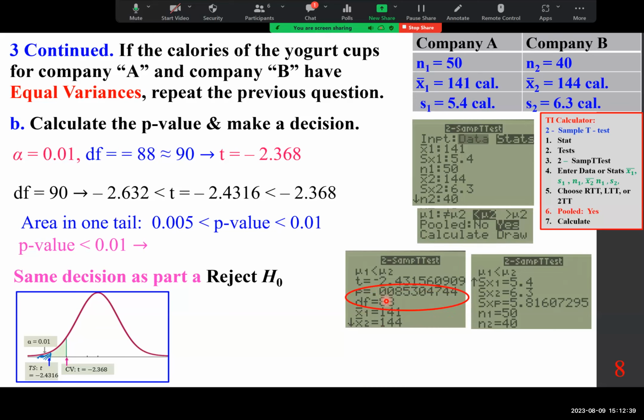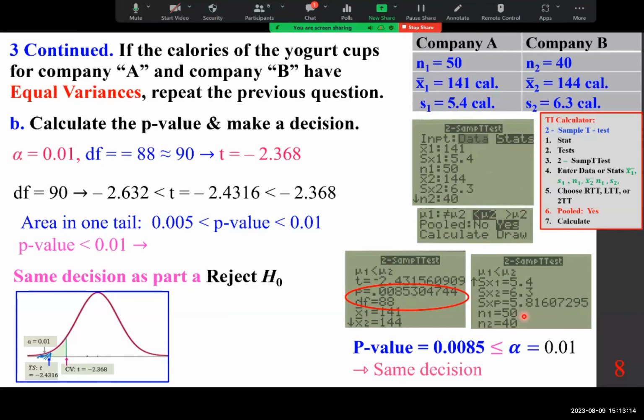Degrees of freedom is what we have already, 88. The p-value is 0.0085, which is clearly less than alpha of 0.01. And we have the same decision. So the technology gives us the identical answer as we got. So the only difference is when you put it in over here, the answer to pooled would be yes. Everything else is the same. So the same thing that you put in there. Now, this is the difference.